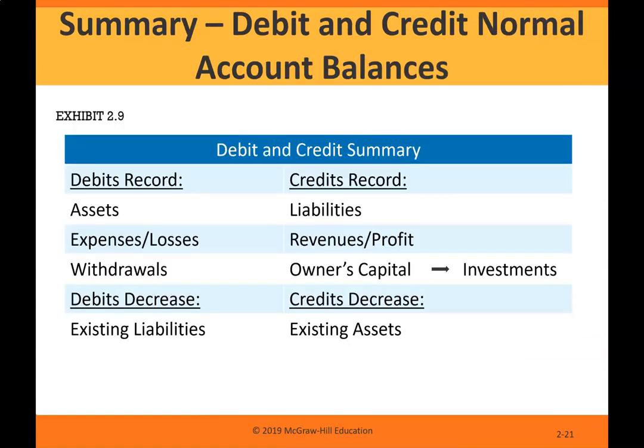Summary, debit and credit normal accounting balances. Debit and credit summary. Debits record assets, expenses and losses, and withdrawals. Debits decrease existing liabilities. Credits record liabilities, revenues and profit, owner's capital. Credits decrease existing assets.